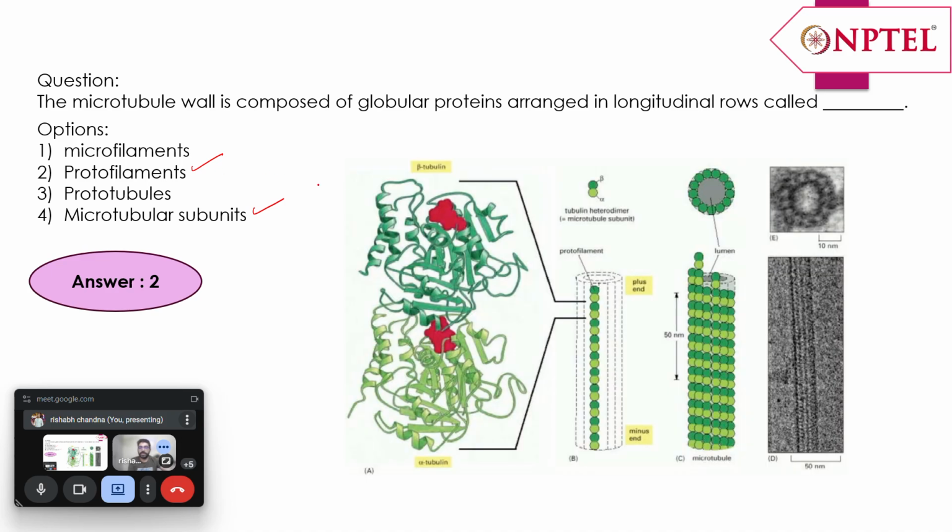Okay, so what happens is this is a microtubule structure. It is maintained in a cylindrical way, and this one structure is called a protofilament. This is what we are talking about. This protofilament is made up of a polymer of tubulin heterodimer. So this is called a microtubule subunit. The microtubule subunit is a tubulin heterodimer.